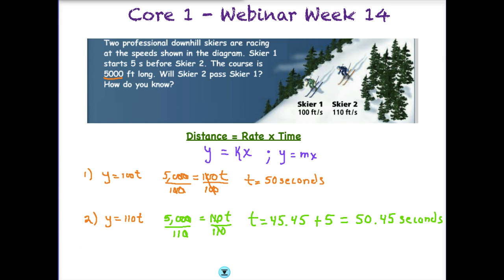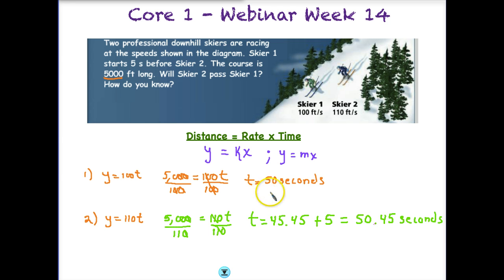So what we could do is analyze this a little bit closer, because what if we wanted to know how far back skier 2 was when skier 1 crossed the finish line? If you add on his 5 seconds, it's almost like they started at the same time. So skier 1 crossed after 50 seconds, skier 2 crossed 0.45 seconds later. So we almost caught skier 1.